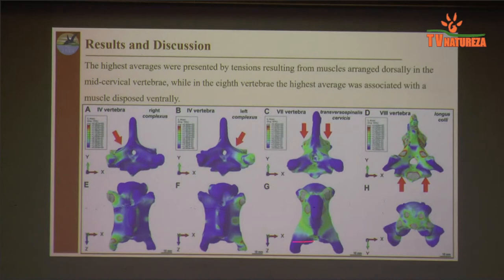These are the gradients of these results. The highest averages were presented by tension resulting from muscles arranged dorsally in the mid cervical vertebrae, the complexus muscle and transversus spinalis cervicis, while in the eighth vertebra, the highest average was associated with muscles disposed ventrally, the longus colli muscles.